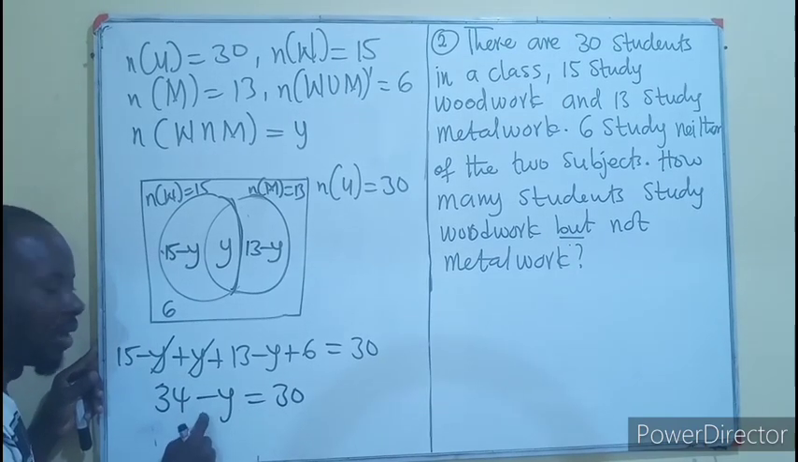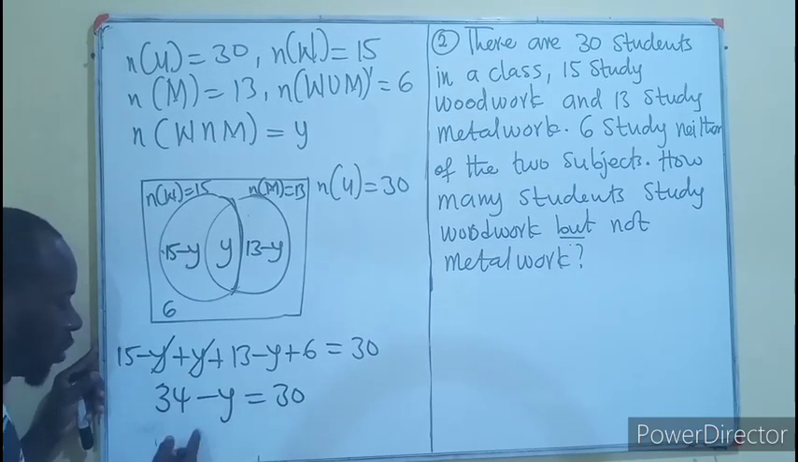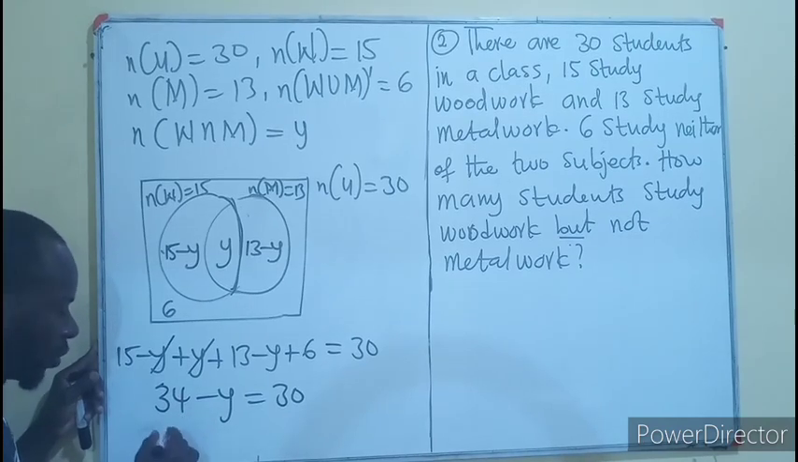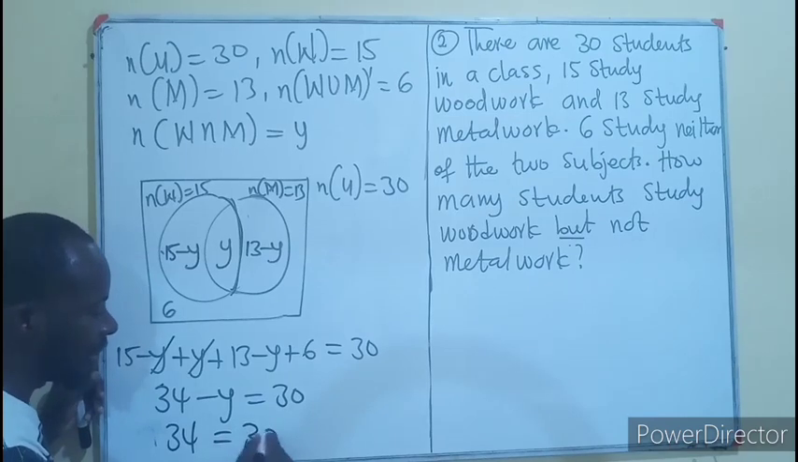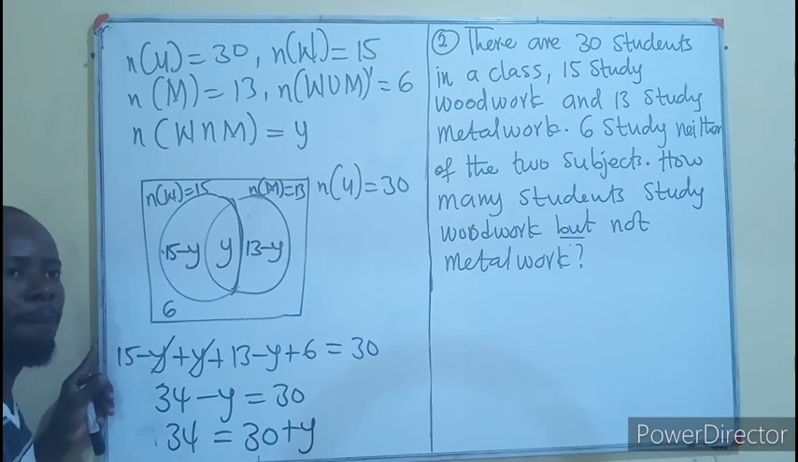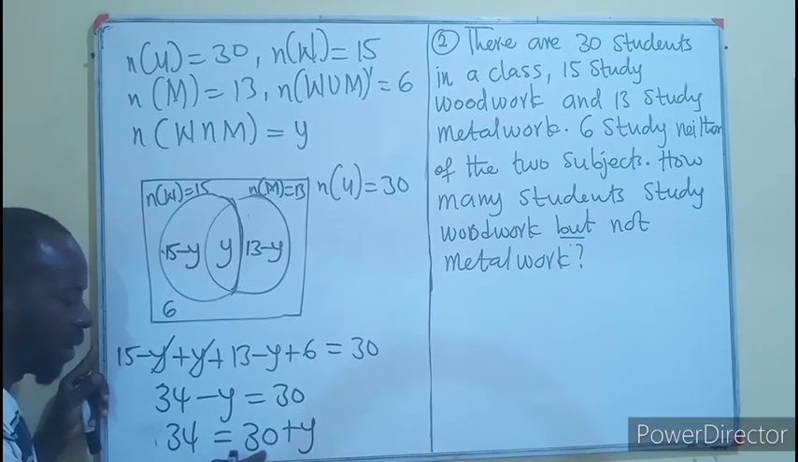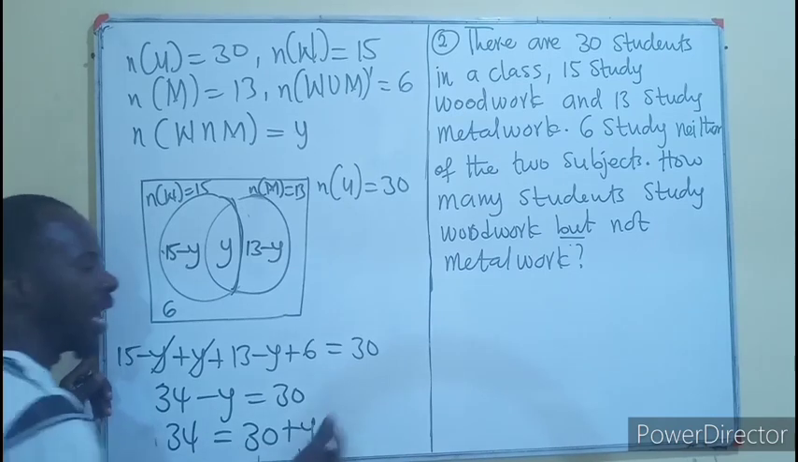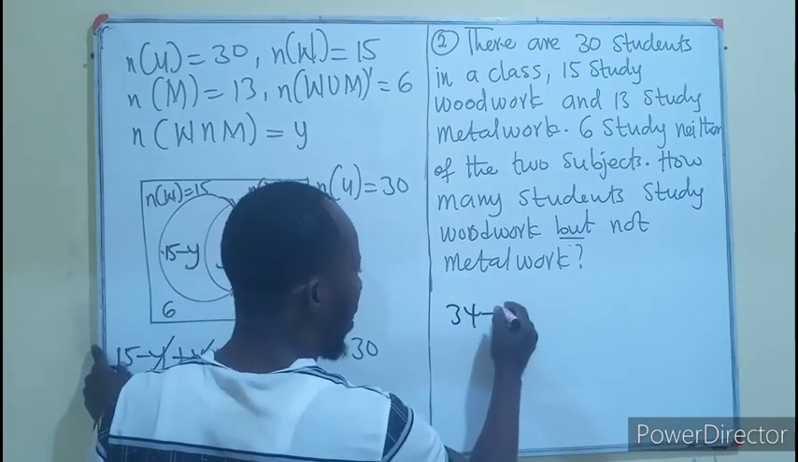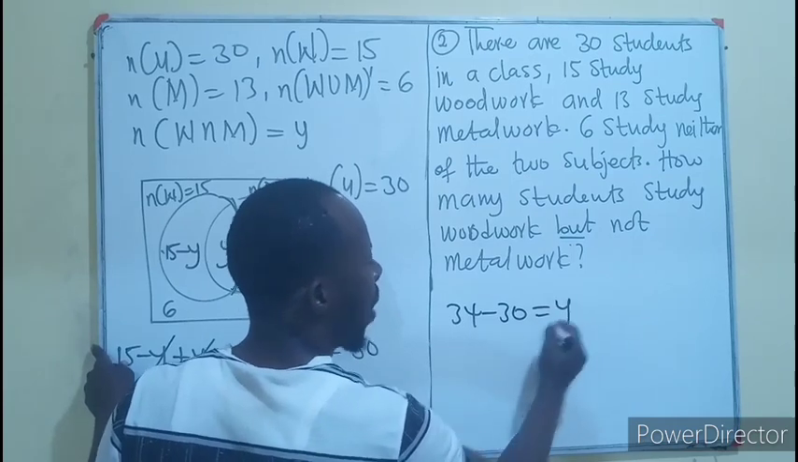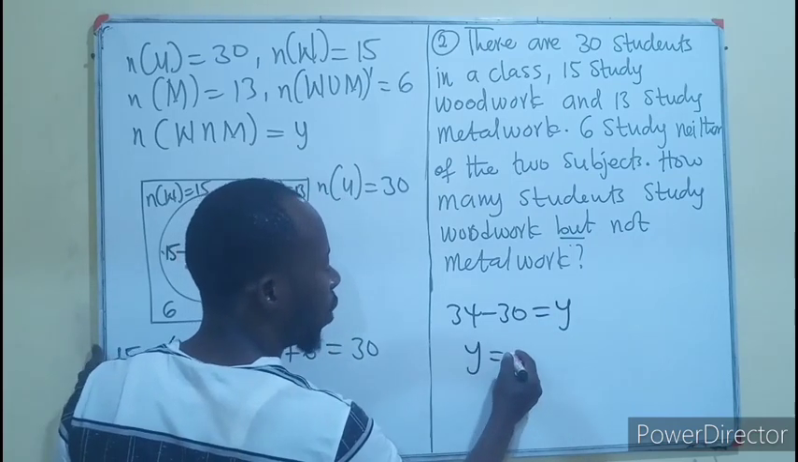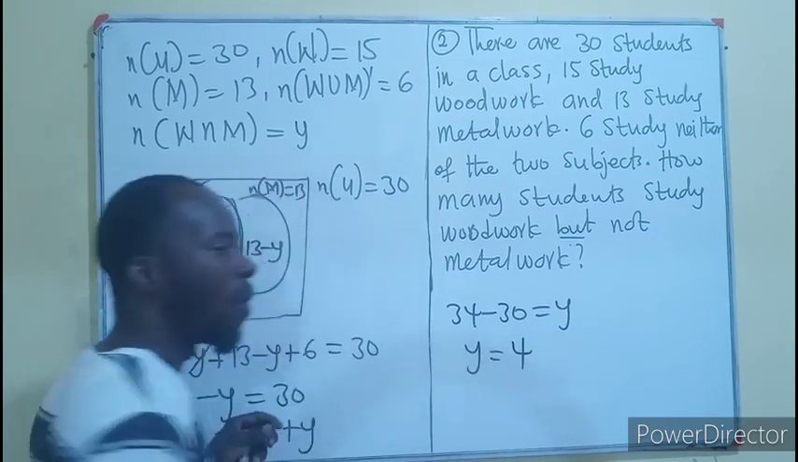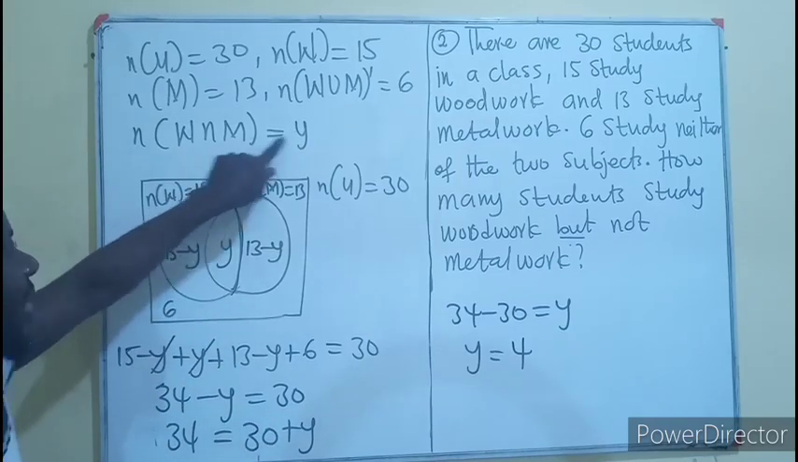So now we can add Y to both sides, so that Y plus this will be 0. So having 34 equals 30 plus what? Y. Now we are looking for Y. So let's subtract 30 from both sides. So 34 minus 30 equals Y. Then Y will be equal to what? 4. The 4 is the intersection.